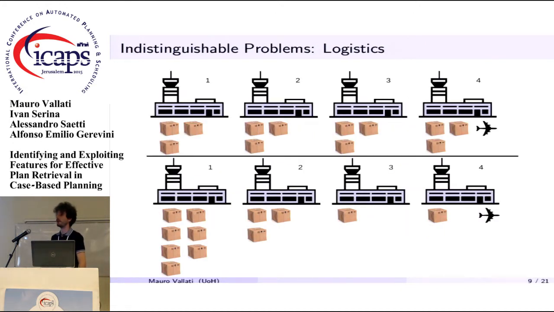And here we have an example of one of these indistinguishable problems in the logistics domain. So here the goal is to have all the packages in airport 2, and in the upper side, we have a description of the initial state of one problem, and in the lower side of a different problem, which are, according to these Fawcett features, indistinguishable, although you can see that they are quite different.